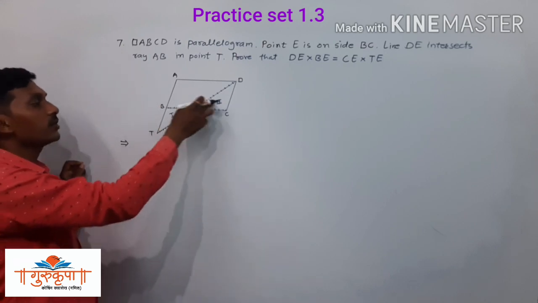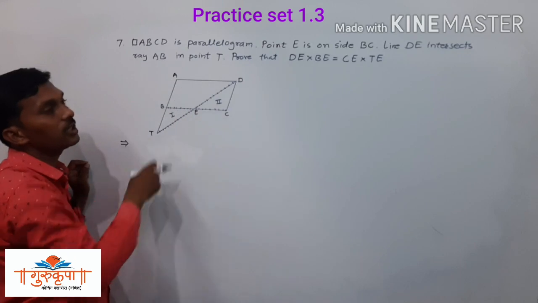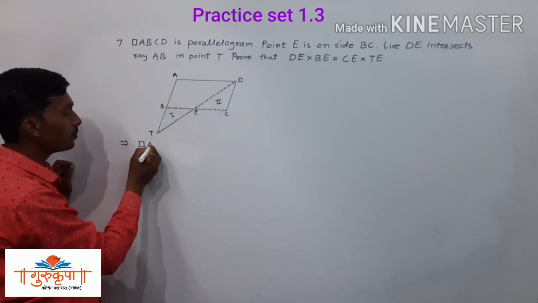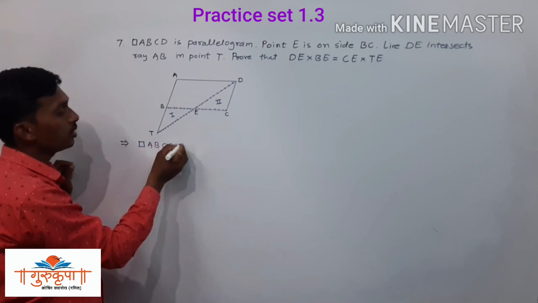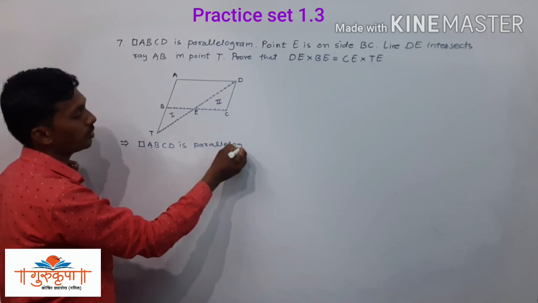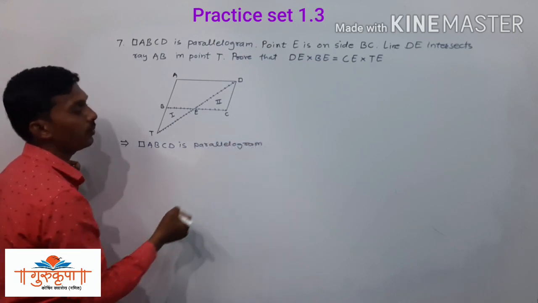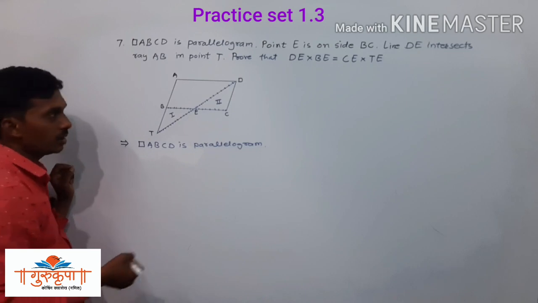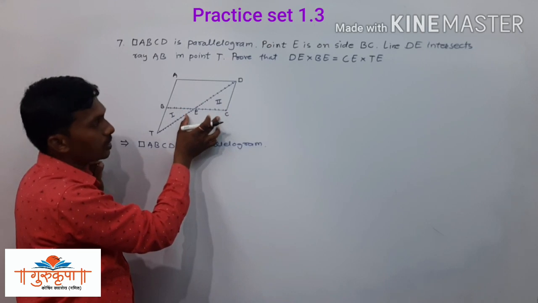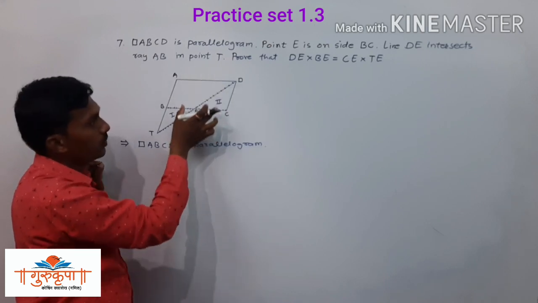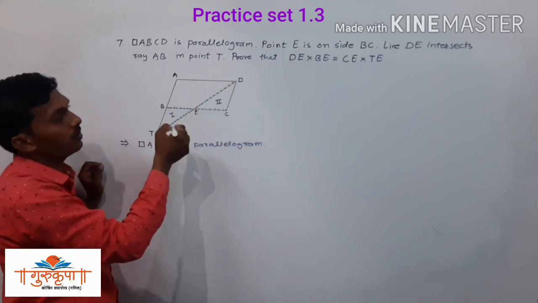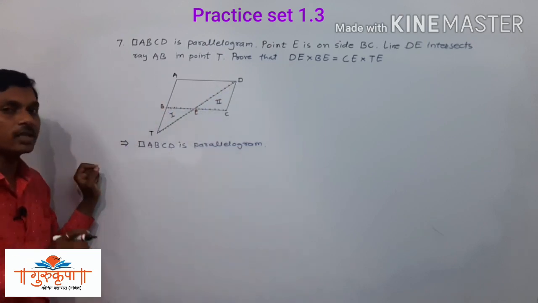Before proving that these two triangles are similar to each other, we will write the given information, that is quadrilateral ABCD is a parallelogram, that is the given information. And how can we use this information? See, this AB is parallel to CD. Here we get the two parallel sides and a transversal.